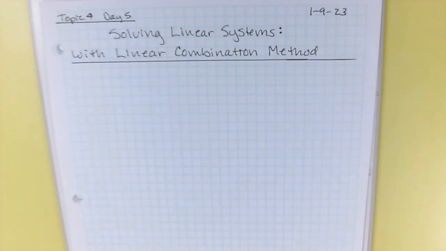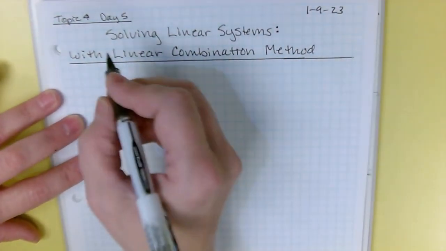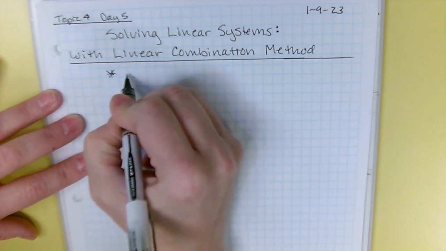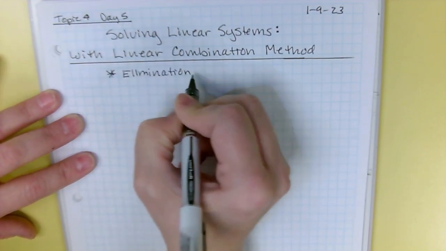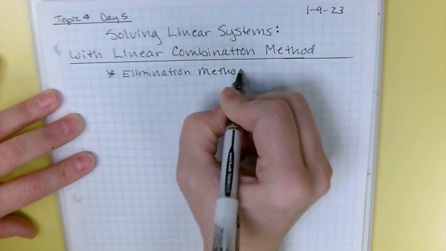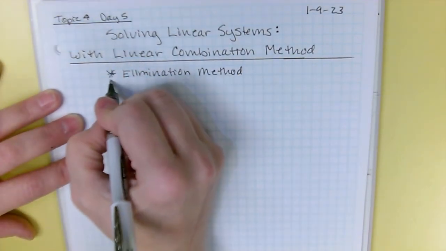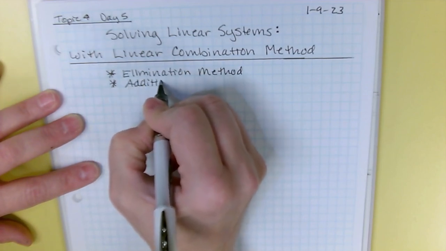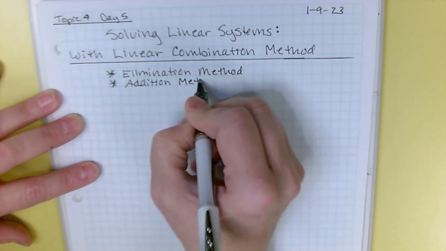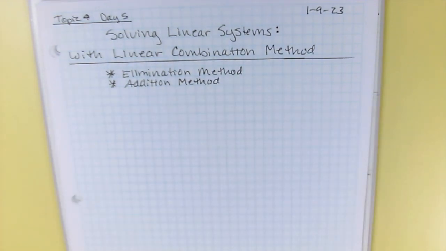Okay, so solving linear systems with linear combination. First thing you need to know is that it goes by different names. Linear combination method, I've seen it called elimination method. I've also seen it called addition method. So on some of your worksheets, it might say elimination, it might say addition method, but they're basically linear combination, which is the original name for this.